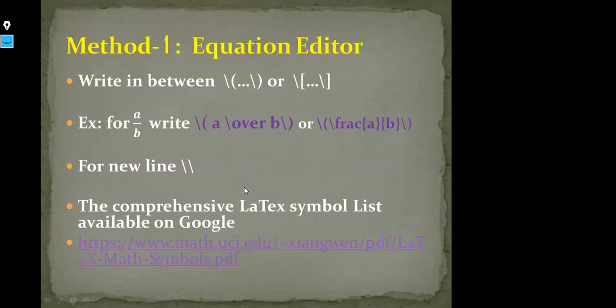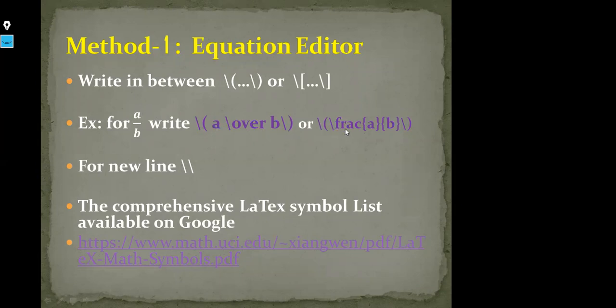Now, if we want to insert an equation directly in any activity of Moodle without opening the editor window, we have to write that equation in backslash open bracket or backslash square bracket. Here is one example given to write a upon b. To write the fraction a upon b, we can use two commands. First of all, the backslash open bracket is used, then a. This backslash over is the command for division, to get that a upon b form.